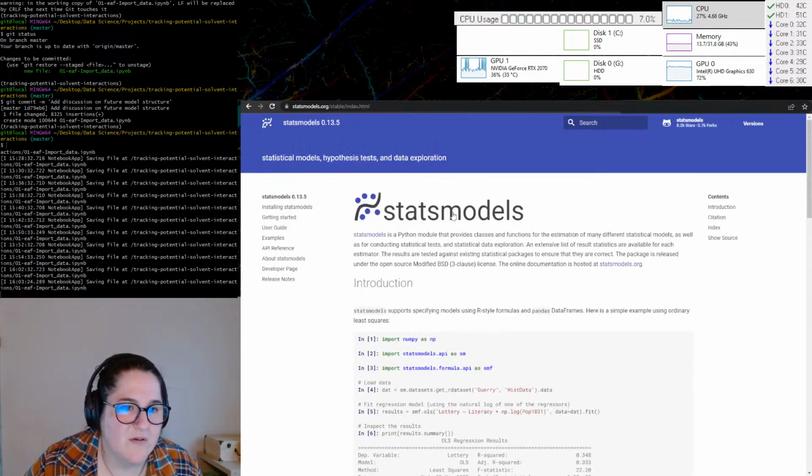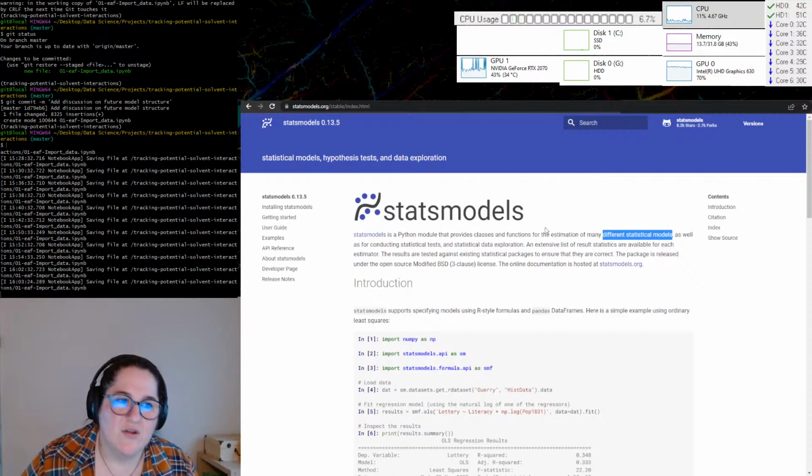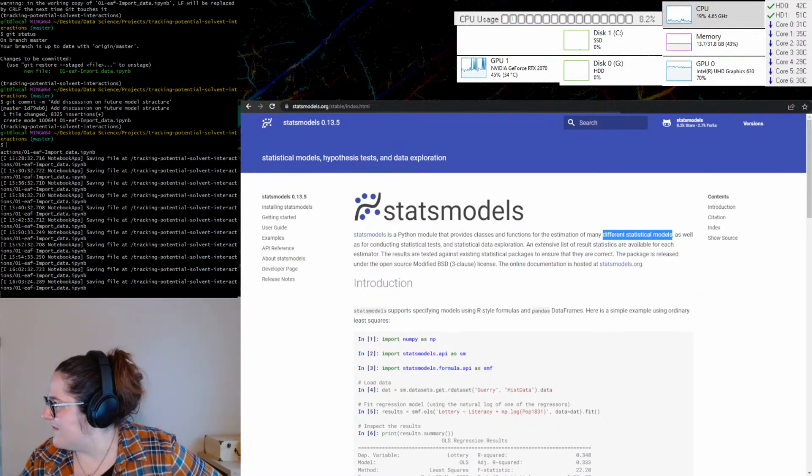Let's do statsmodels. Classes and functions for the estimation of many different statistical models, not machine learning techniques. They do have some overlap, and I want to start with the OLS in statsmodels because that's our baseline normal thing that we're going to be springboarding off of into other things in the future.